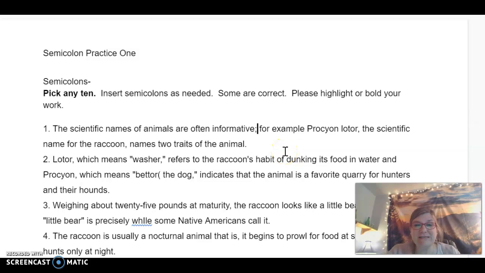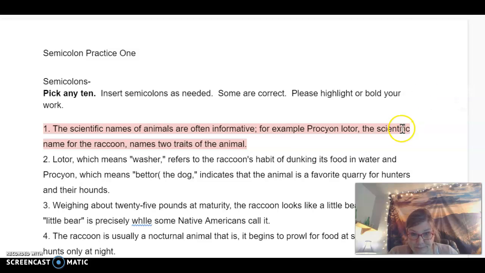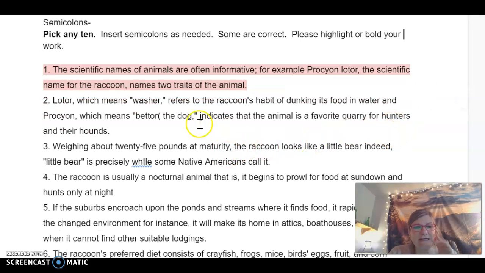Make sure you're choosing semicolon. It's the one that does not have a shift to it. I'm also going to highlight it so Ms. Rader knows that that's one of the examples that I did. You can bold it, you can do whatever you'd like.